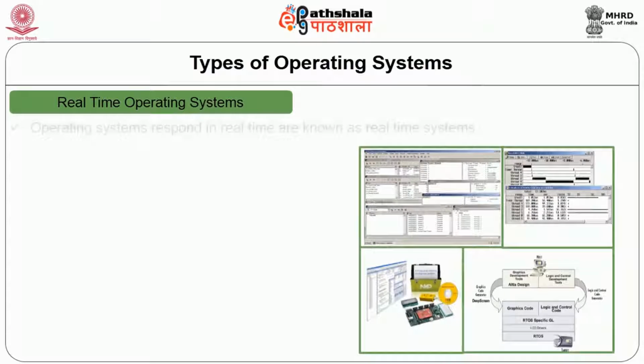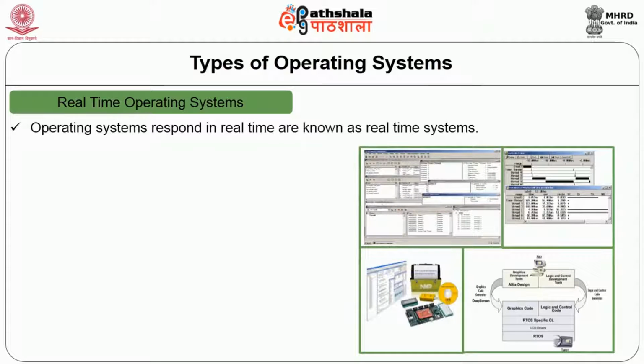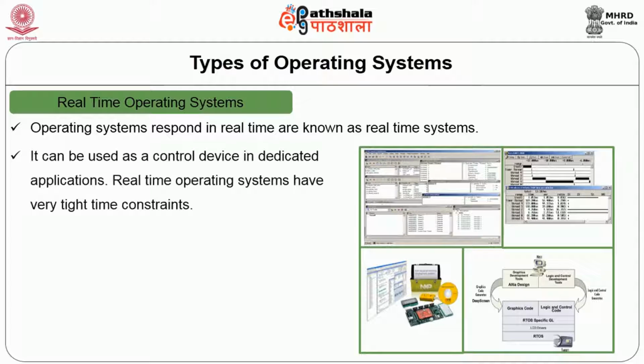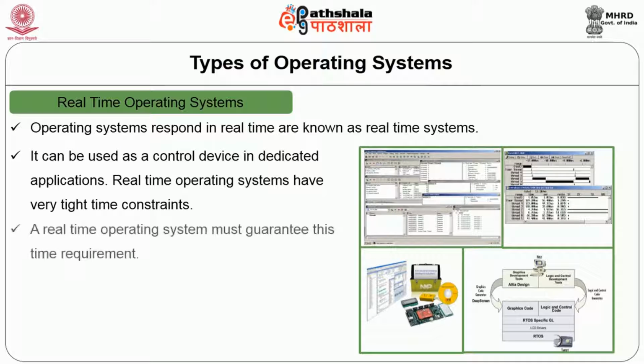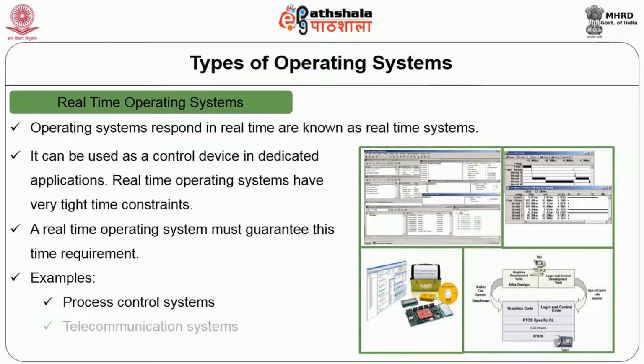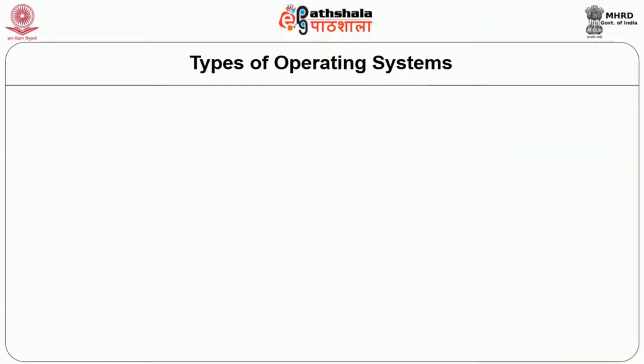Real-time systems. Operating systems that respond in real time are known as real-time systems. They can be used as a control device in dedicated applications. Real-time operating systems have very tight time constraints. A real-time operating system must guarantee this time requirement. Process control systems, telecommunication systems, interactive graphics, etc. are some examples of applications requiring the services of real-time operating systems.